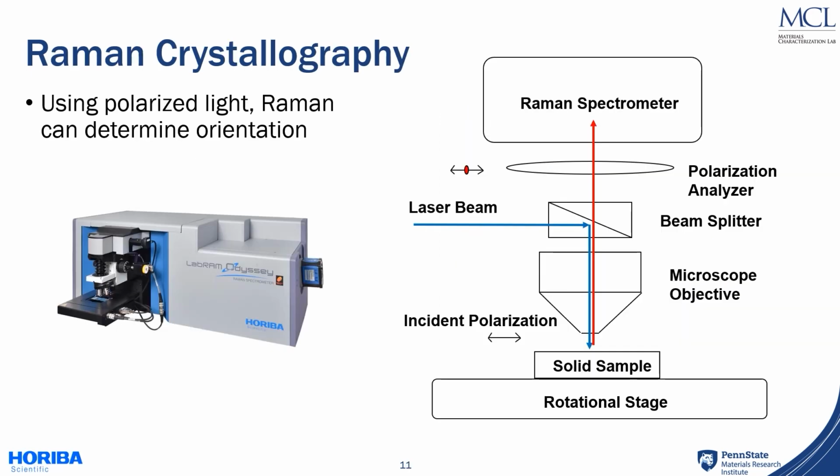So another technique you can use is Raman crystallography. In this case, you would be using polarized light, both on the incident light coming in and the light that comes back out of the sample. So we would choose whether the beam coming in is polarized in one direction or another, and then we use a polarizer on the reflected light to be able to see how the Raman reflections change the polarization.